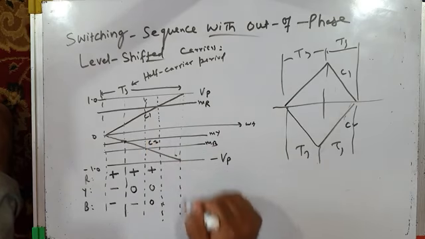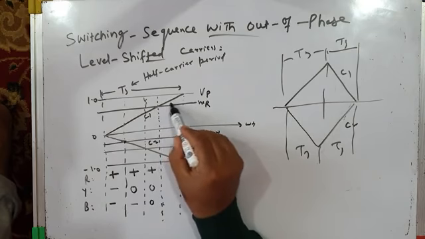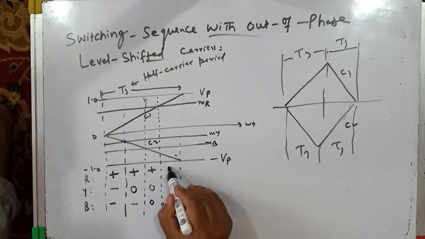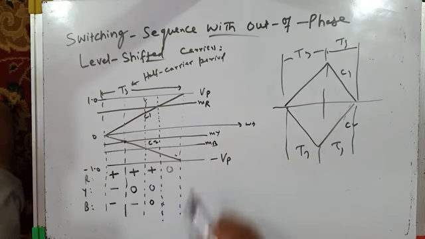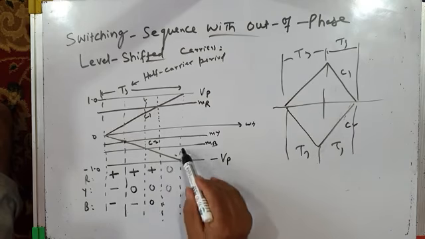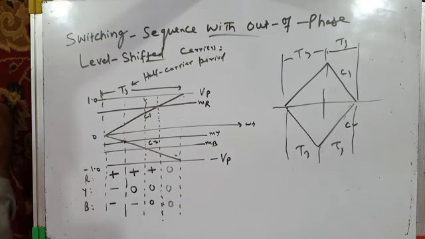And finally, this is the last switching instant. Here you can see MR has now become less than this carrier but greater than this carrier, so 0 status. MY is greater than this but less than this, 0. MB is also greater than this but less than this, 0. So how will my switching sequence be?